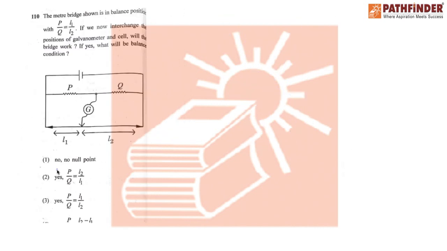The meter bridge shown is in balanced position with P by Q is equal to L1 by L2. Now if we interchange the position of galvanometer and the cell, will the bridge work? If yes, what will be the balance condition? Okay, it's a normal theory. We all know that if we interchange these two, nothing will change. The bridge will work, and of course P by Q will remain equal to L1 by L2. So option number 3 is the correct one.